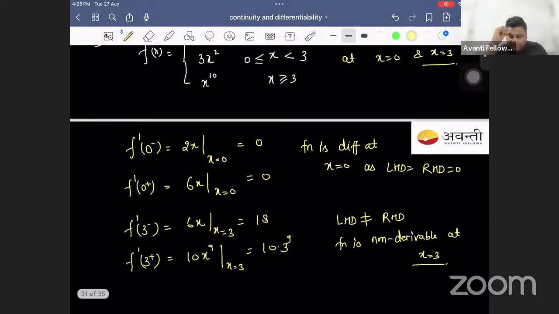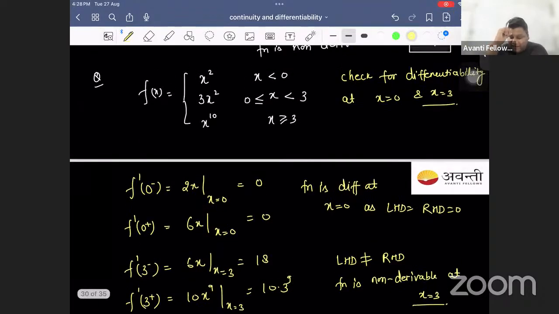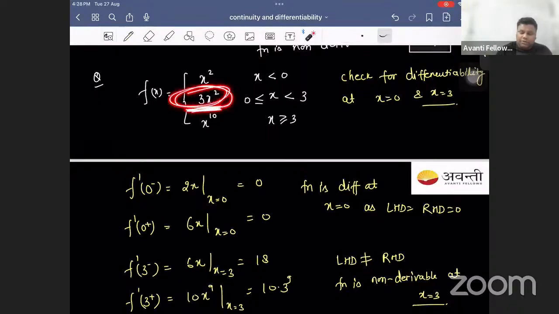Now see, one thing we can judge directly here. Before 3, the value of the function is what? 3 cube. And after 3, the value of the function is what? 3 to the power 10. Am I clear? So since there is no continuity, there is no question of differentiability. We can directly give the conclusion based on the continuity also.